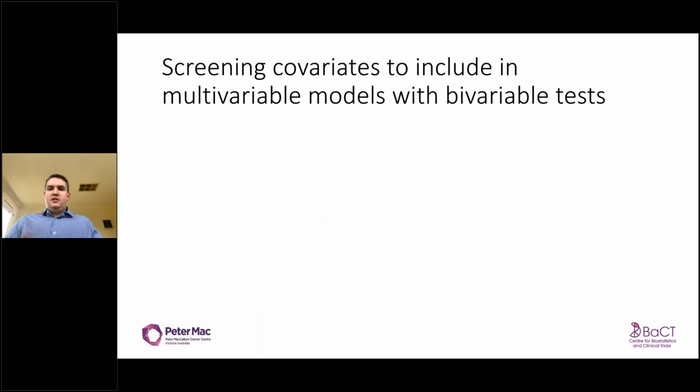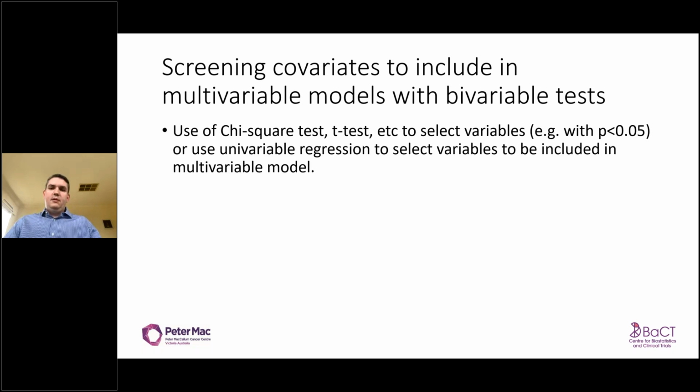The second issue that I'll discuss with you, the second myth, is about using screening covariates to include in multivariable models. So it's common that we see people doing chi-square tests, t-tests, and so on and so forth, to then select variables based on a specific criterion, say with a p-value less than 0.05, or use univariable regression to then select the variables to be included in a multivariable model.